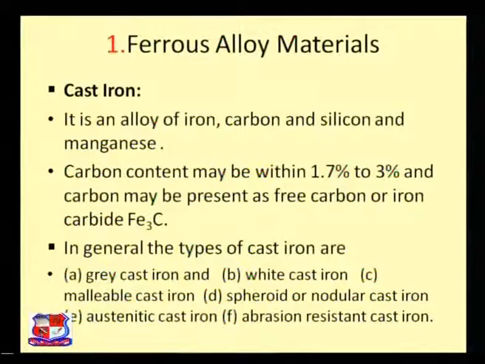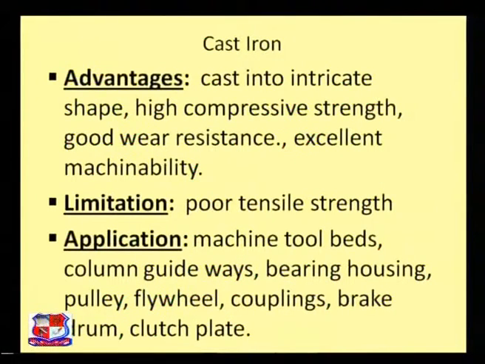In general, the types of cast iron are grey cast iron, white cast iron, malleable cast iron, spheroidal or nodular cast iron, austenitic cast iron and abrasion resistant cast iron. These are the different types of cast iron. Now the advantages we will study: cast iron can be cast into intricate shapes. Generally whenever we do forging and casting, it is made of cast iron. Then complex parts and complex shapes can be generated from casting.